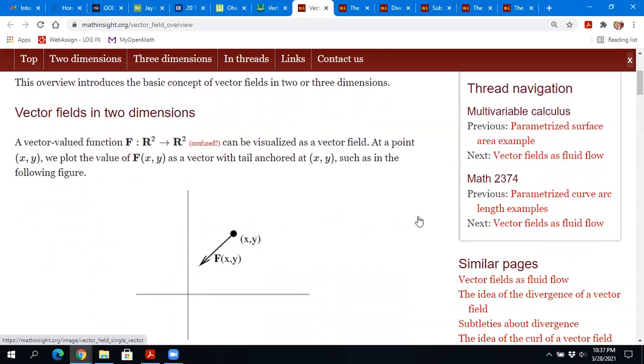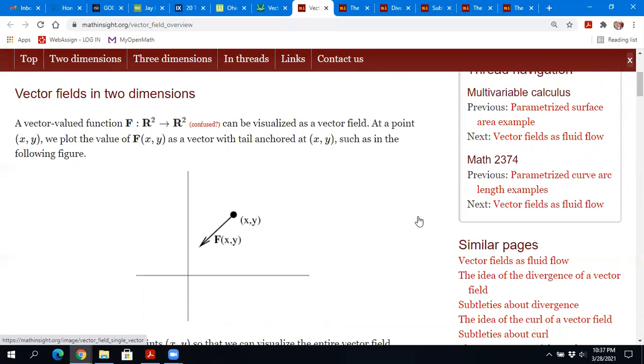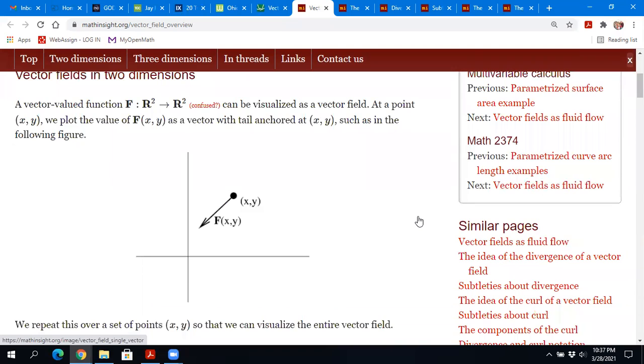Again, a vector valued function F, capital F, and notice they use this bold-face F. Now typically I'll write F with an arrow over it just because I'm not capable of writing F with bold-face type, okay? So F mapping two-dimensional input to two-dimensional output can be visualized as a vector field. At a point (x, y), we can plot the value of capital F of (x, y) as a vector, like I said, with tail anchored at (x, y), such as in the following figure.